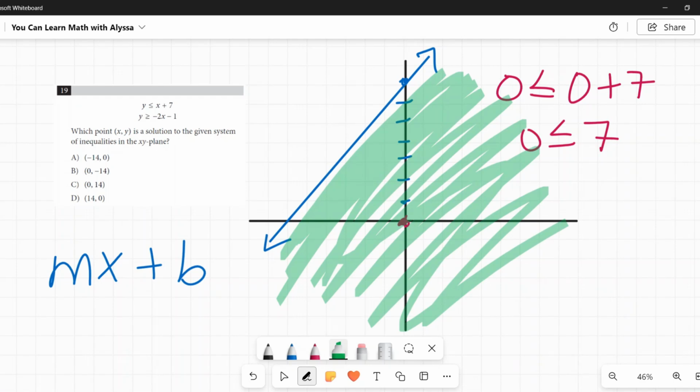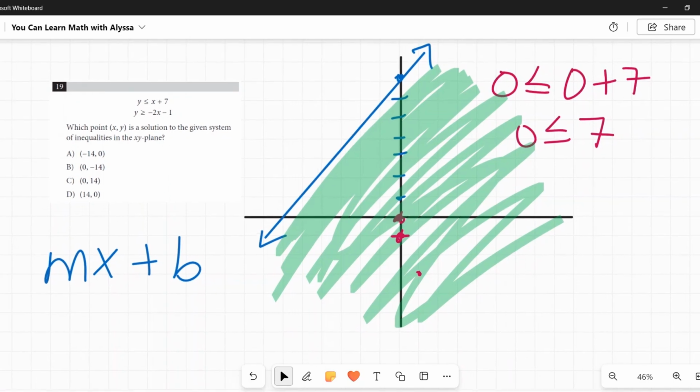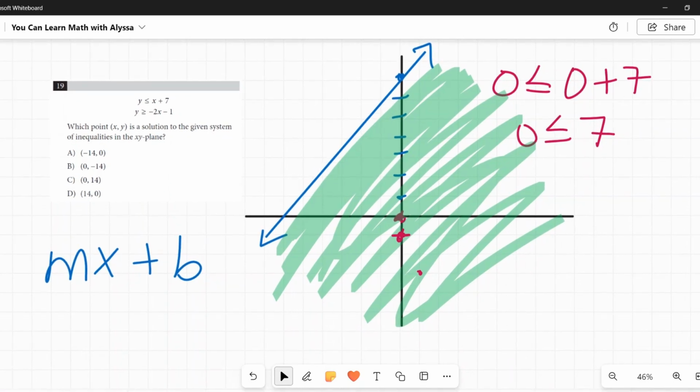Now my other one, y is greater than or equal to negative 2x minus 1. Using our same mx plus b, negative 1 is my y-intercept. Negative 2 means it goes down 2, then to the right 1. It doesn't like it when I draw dots. I don't know why this whiteboard doesn't like it, but it's a glitch. Okay, so there's my little negative 2 slope.